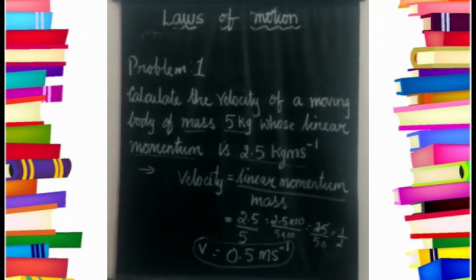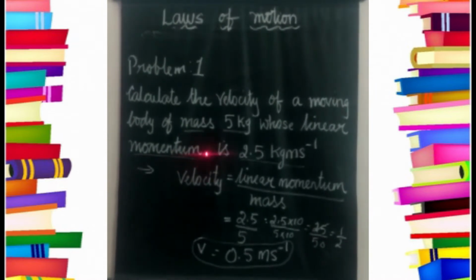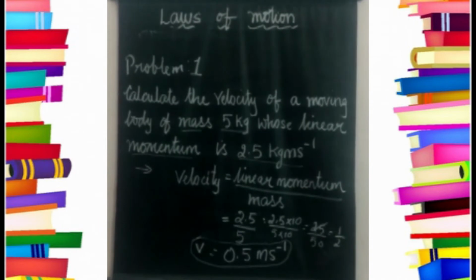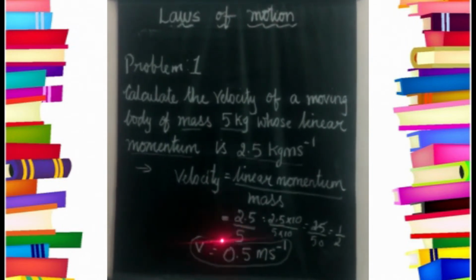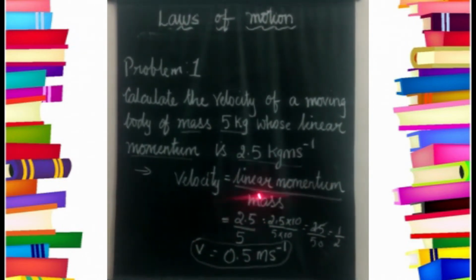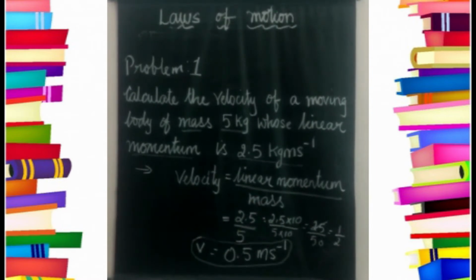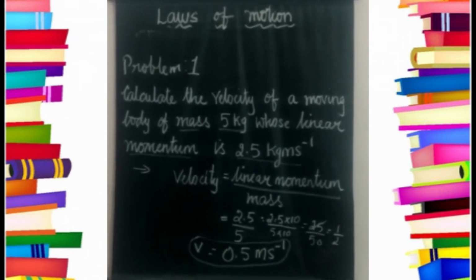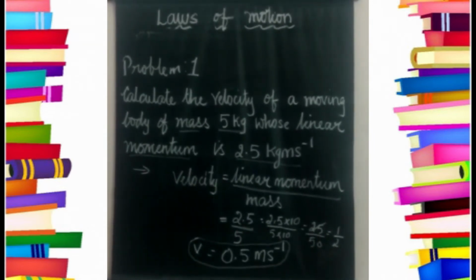Here they have given the value for linear momentum, that is 2.5 kg ms^-1, and the value for mass is 5 kg. So you have to substitute the values and the answer will be: velocity is equal to 0.5 meter per second, that is ms^-1.